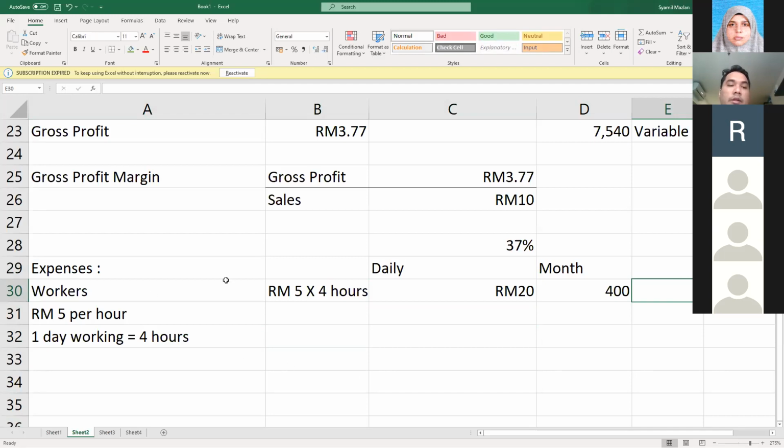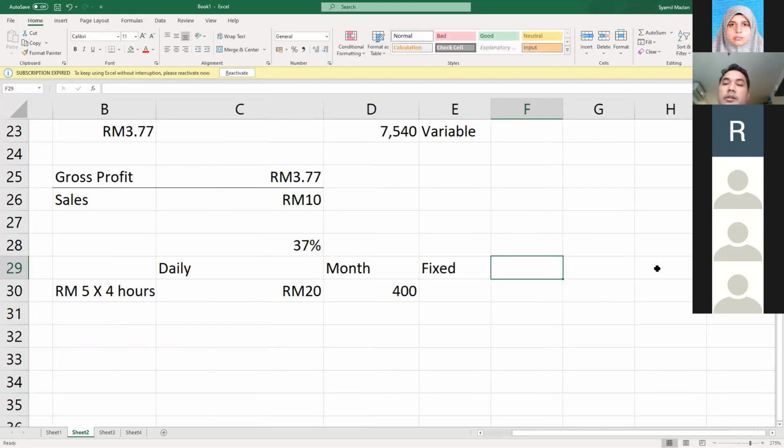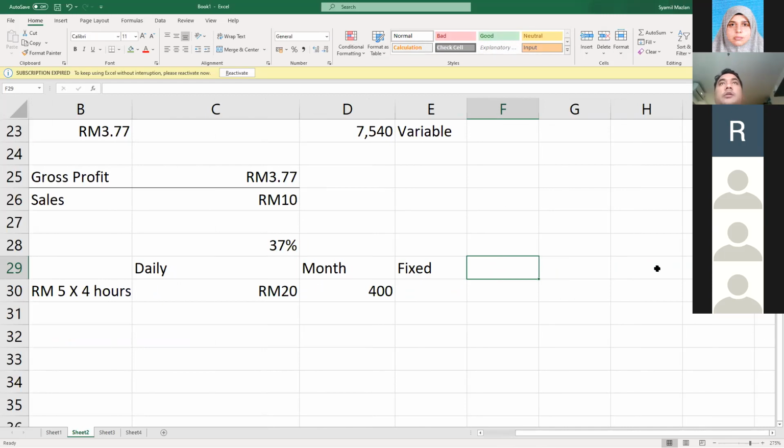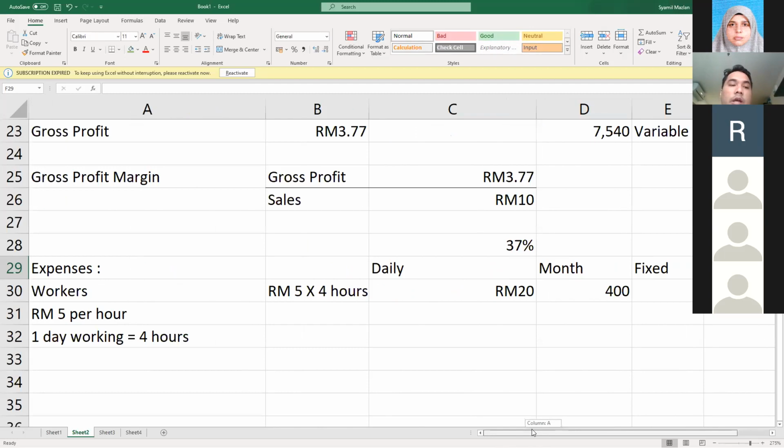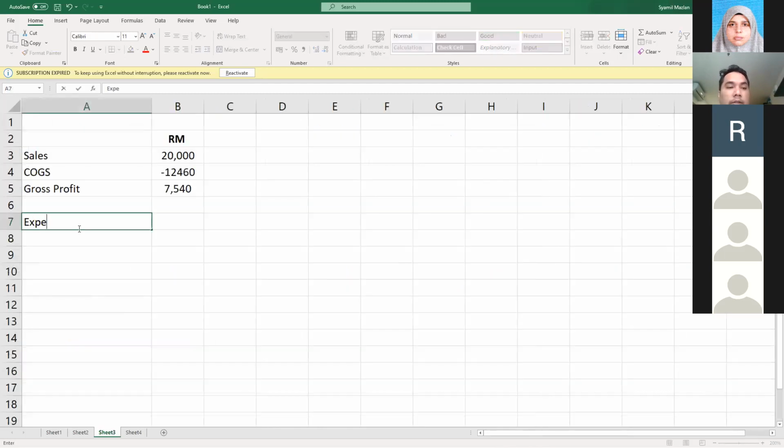So this is what we call expenses. This is a cost where it's a fixed expense. So even though you are selling a burger or not, you need to pay the fixed expenses like workers. So we put this expense as workers. Workers, how much? 400.